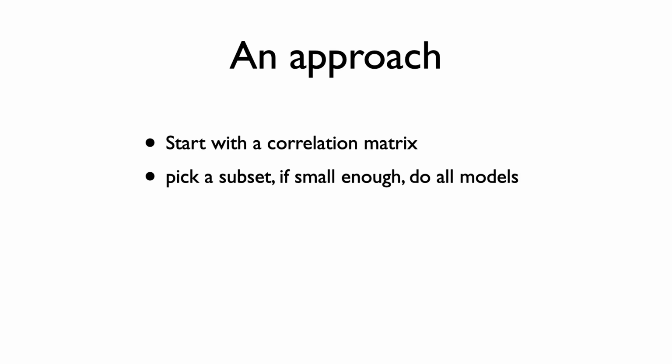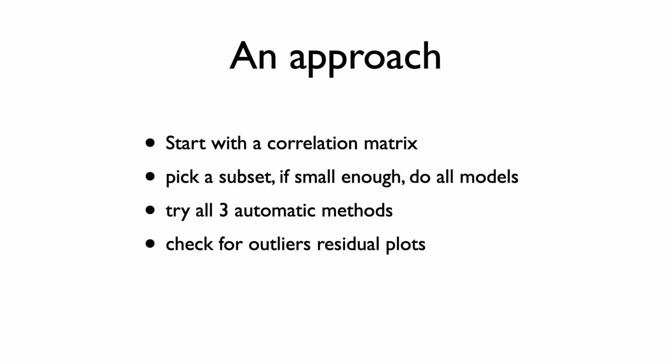Now, if I get a small enough subset of variables, say 3 or 4, I'll just look at all the possible variables and I'll go from there. Okay. I would try all 3 automatic methods: backward, forward, and stepwise. And I would look for outliers in all the residual plots. And I would look for nonlinear relationships in my residual plots. And then I'd put it away for a week, and I'd come back to it, and I'd do it again.